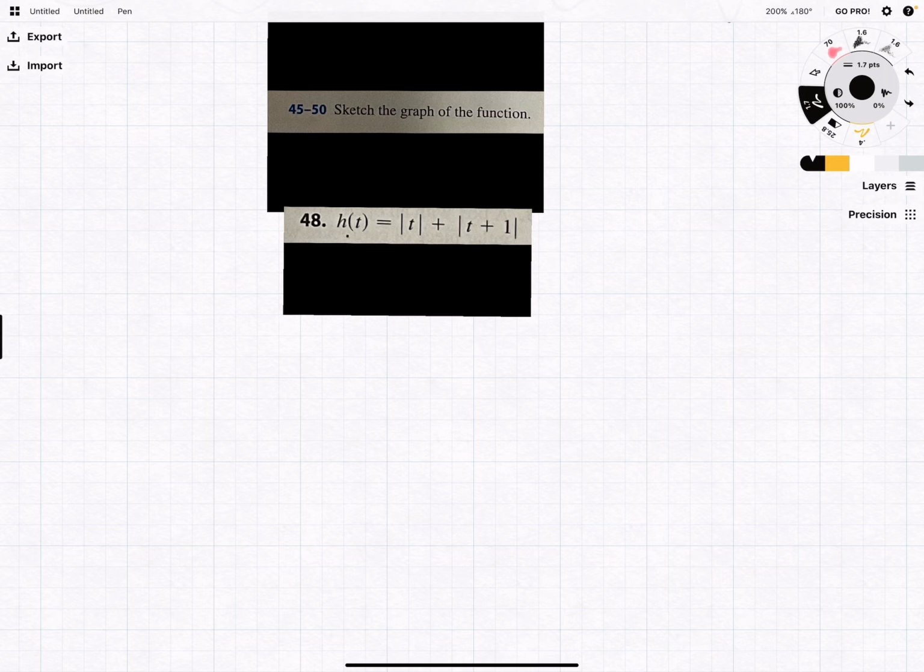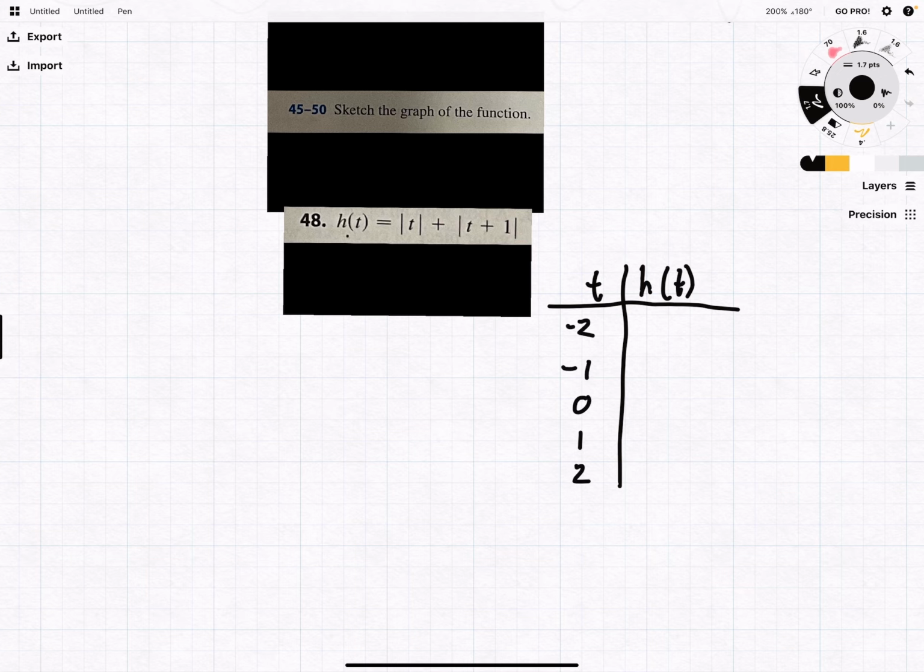So as with any function, if we have to sketch the graph and it's not completely obvious just by looking at it what shape the graph should have, then it's good to just make a table of values first, and that way we can make everything a little bit simpler whenever we can. So let's go ahead and do that. Let's have t over here and h of t over here. And let's just do our usual -2, -1, 0, 1, and 2. That way we can get the general trend with this.